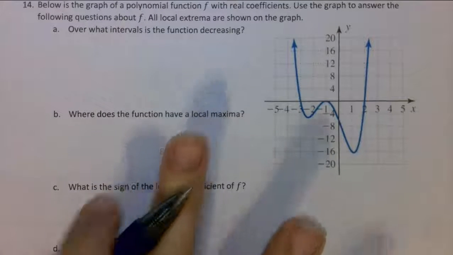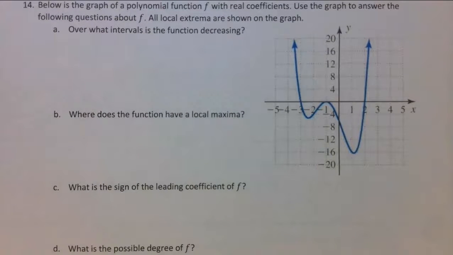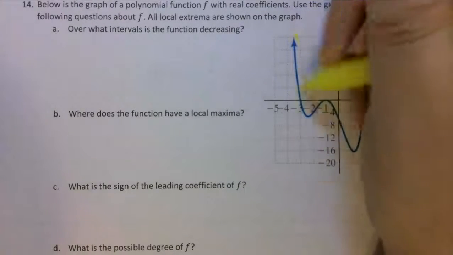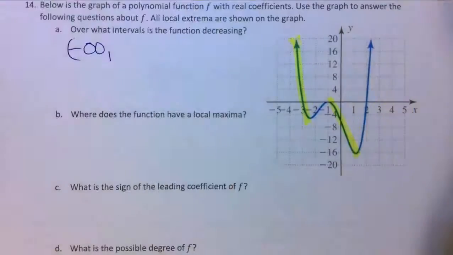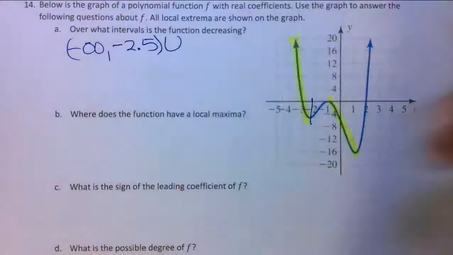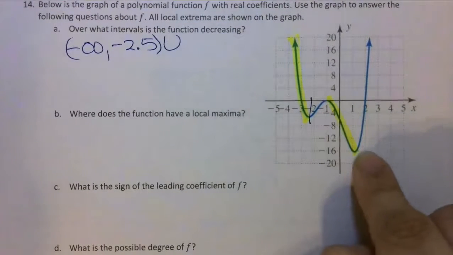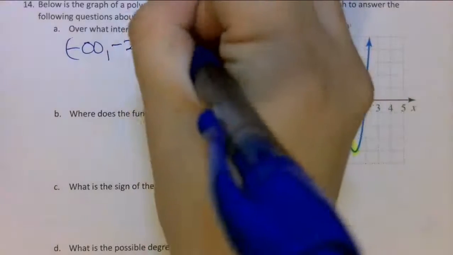Okay, this one gives me a graph and it wants me to answer where the function is decreasing. Remember, that's where it has a negative slope. So those two sections I just highlighted are where the graph is decreasing. It's going from negative infinity to about 2.5 on the left side, so it's negative. And then it starts decreasing again at -1 all the way up to +1.